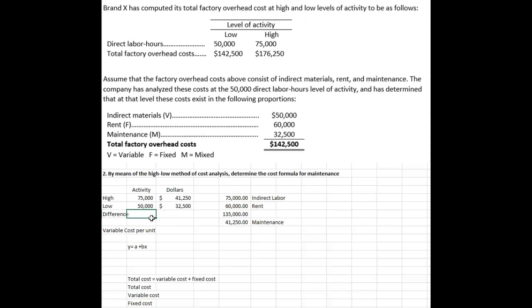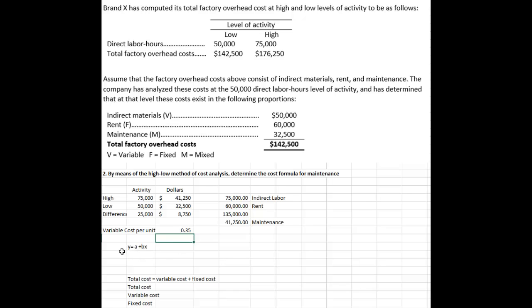So the high-low method says you take the difference between the high level of activity and the low level of activity, which is 25,000 labor hours, and you take the difference between the dollar amount of the mixed cost at those two levels of activity. And to get your variable cost per unit, you take the dollar amount of the difference and you divide it by the activity level difference. So you get 35 cents per labor hour.